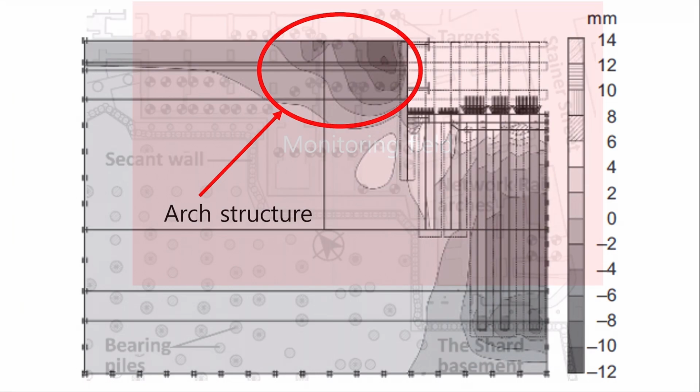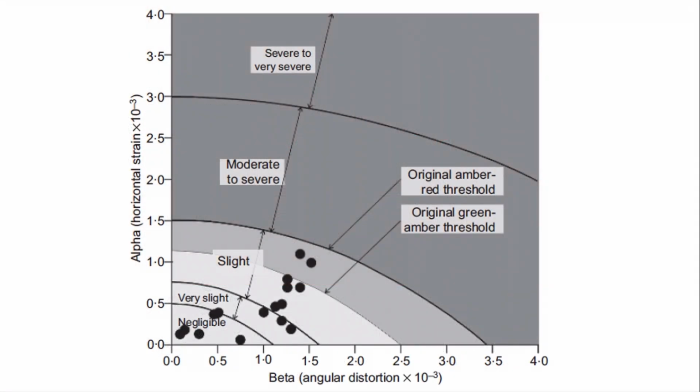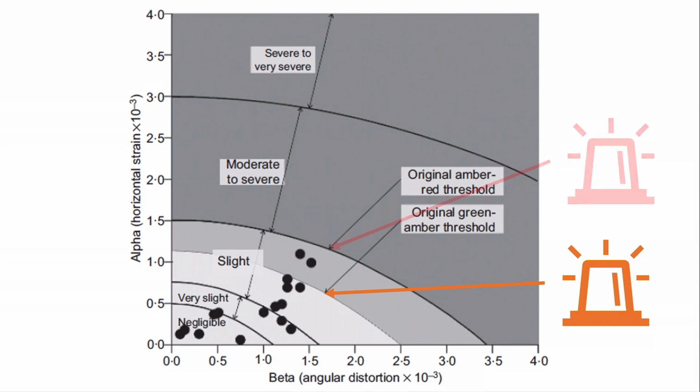The constructors monitored the movement of the arch structure. When movements were more than halfway through the slight damage range, an amber alarm would be triggered, and a red alarm was triggered when movement reached the lower end of the moderate to severe damage range.